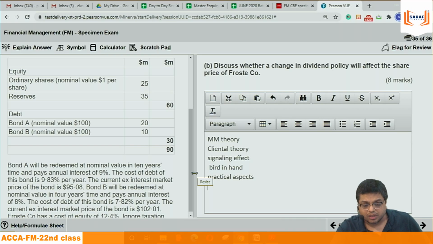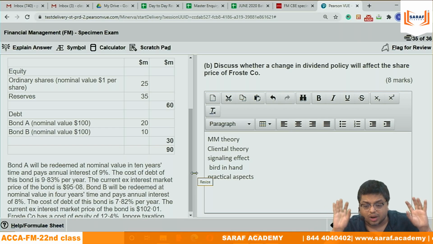Bird in hand view. If you are getting dividend, you are getting money now. But for capital appreciation, there is no guarantee. Nobody knew that corona would happen in 2020. So the situation can be like this: if the shareholder had got dividend, that would have been better. So the bird in hand view, in simple terms, says you should get more and more dividend.